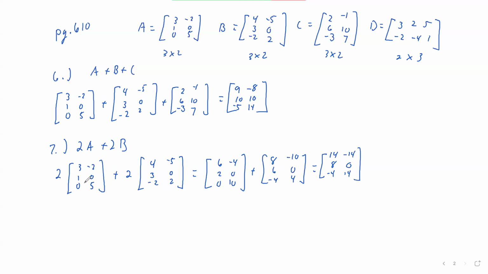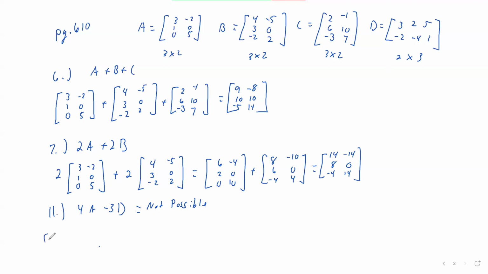Alrighty, let's look at another one. Let's look at number 11. Number 11 is 4A minus 3B. So again, same process. However, since A and D are not the same size, not possible. So before you go in through distributing, make sure when you're adding that they're the exact same size.